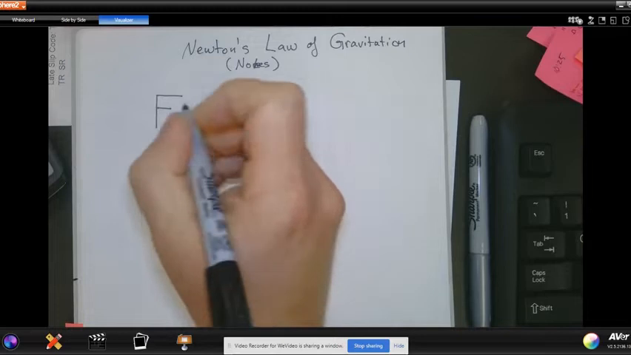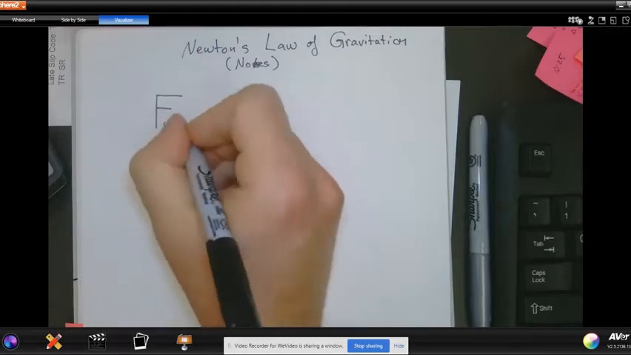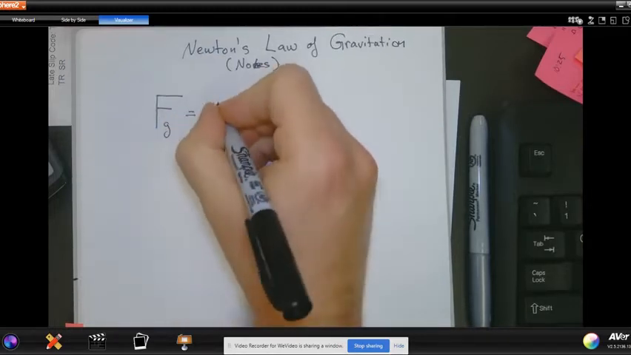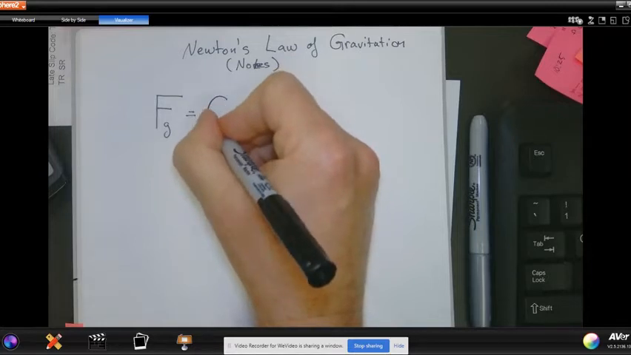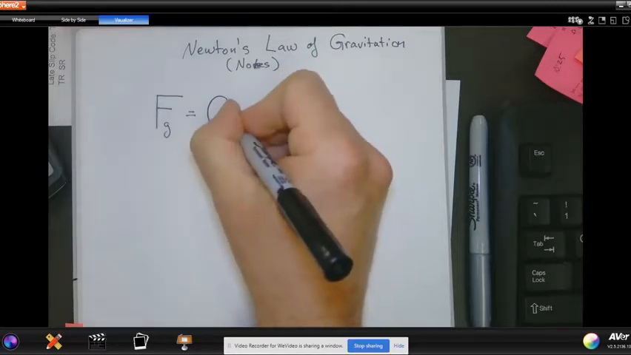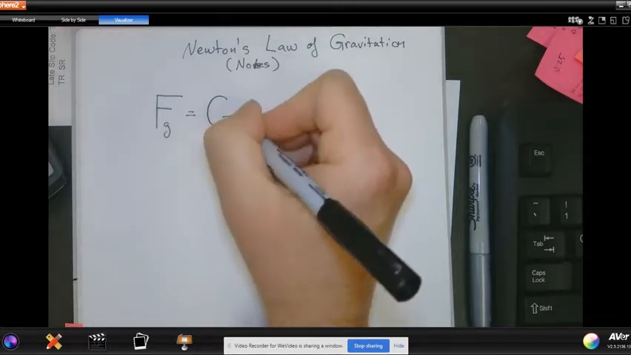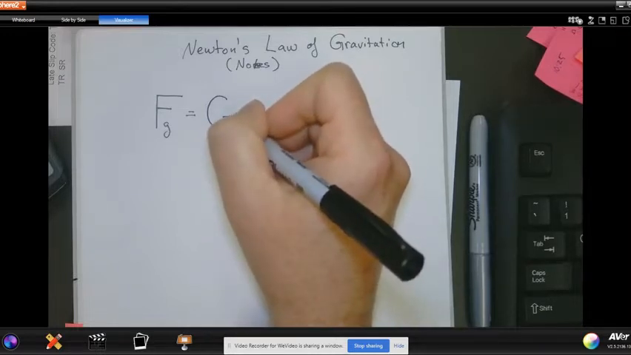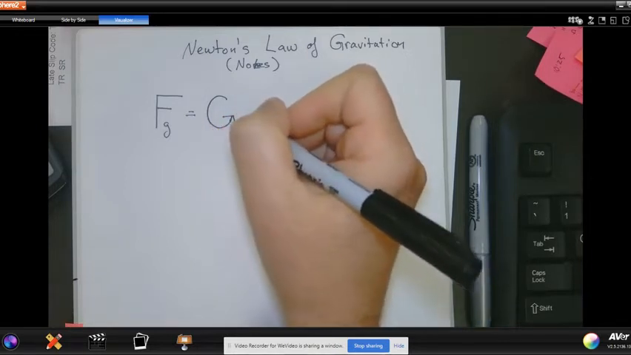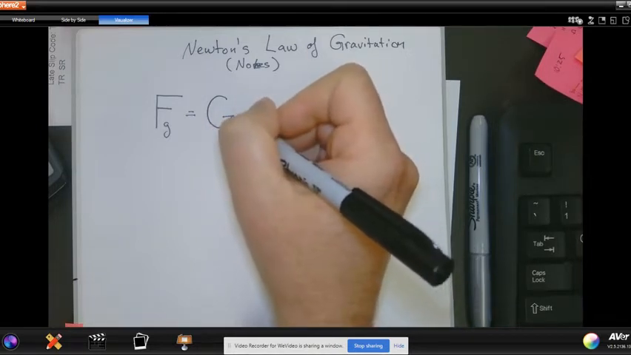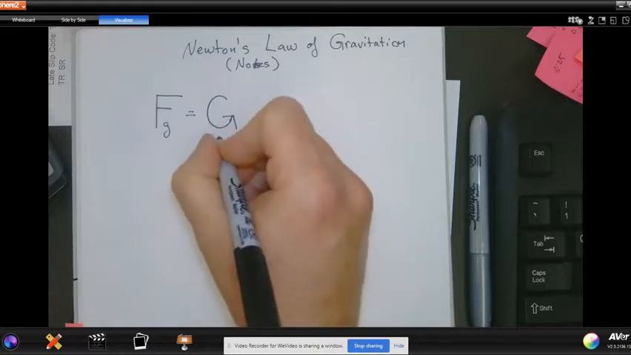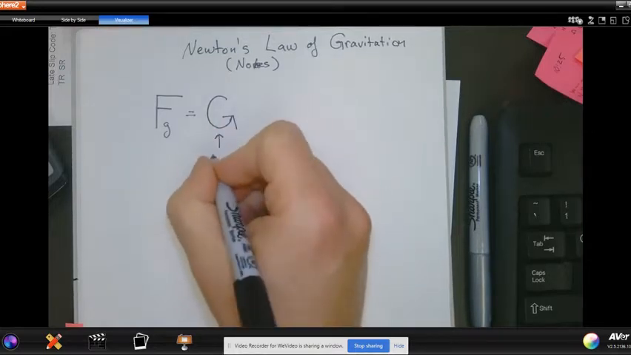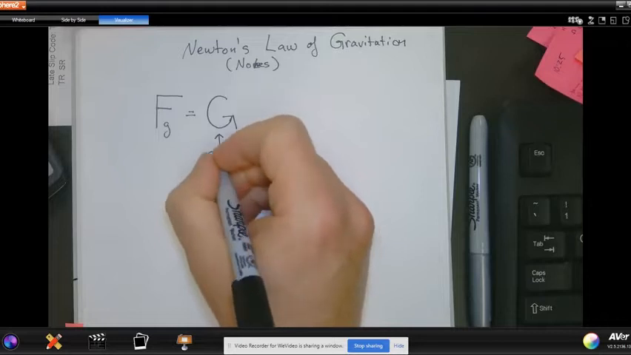Remember, gravity is a force. So this is the force of gravity. And how do you determine that? Well, it turns out that in order to solve this equation, you can't just say mass and gravity of two different objects pulling on each other. There has to be a number that makes it make sense. And this is this capital G. This capital G stands for gravitational constant.